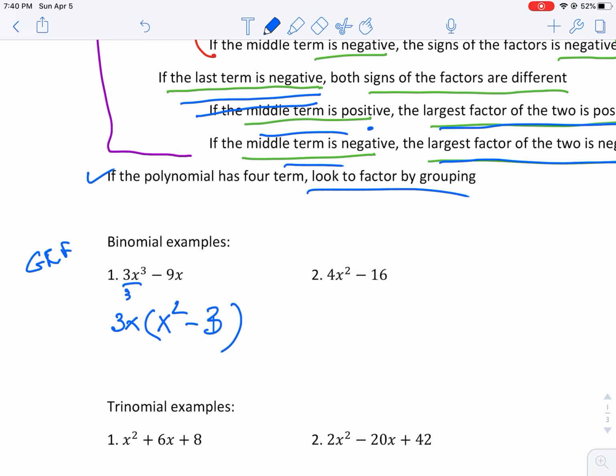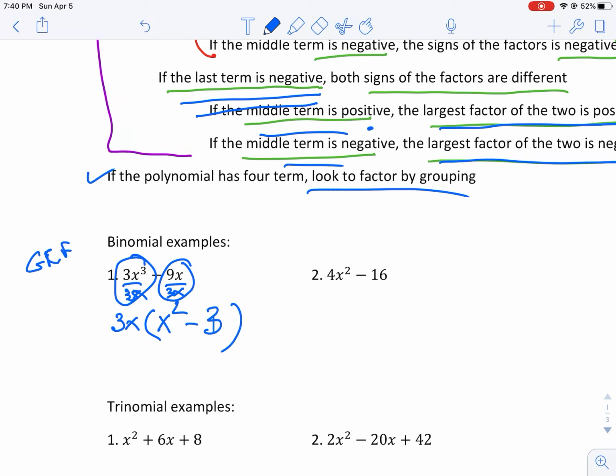Okay, how did I get that? I was able to get a 3x out of here, so I got to divide 3x out. When I take that and divide by 3x, I'm left with x squared. When I take that and divide by 3x, I'm left with that. Now, let me clean up some stuff here.